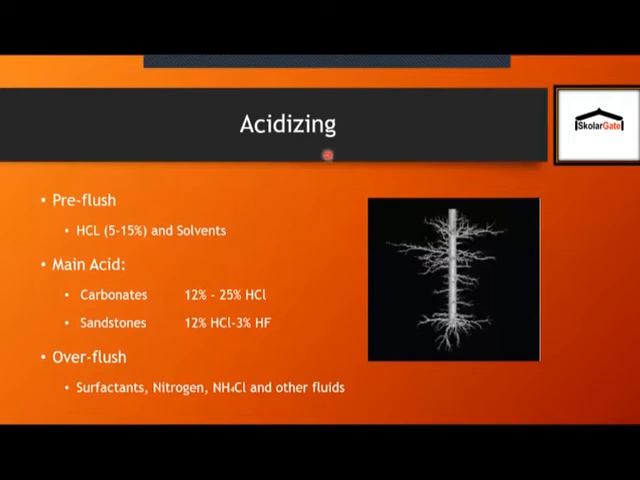So acidizing consists of 3 flushes: the pre-flush, the main flush, and the overflush, exactly like it sounds. The pre-flush is before we flush the acid that we want to do its job. In general terms, conventionally, they inject HCl, which is an acid, at a concentration between 5 to 15%, with solvents. Solvents are normally hydrocarbons, such as gasoline, kerosene, or something like that. So they will mix it with that and then inject it.